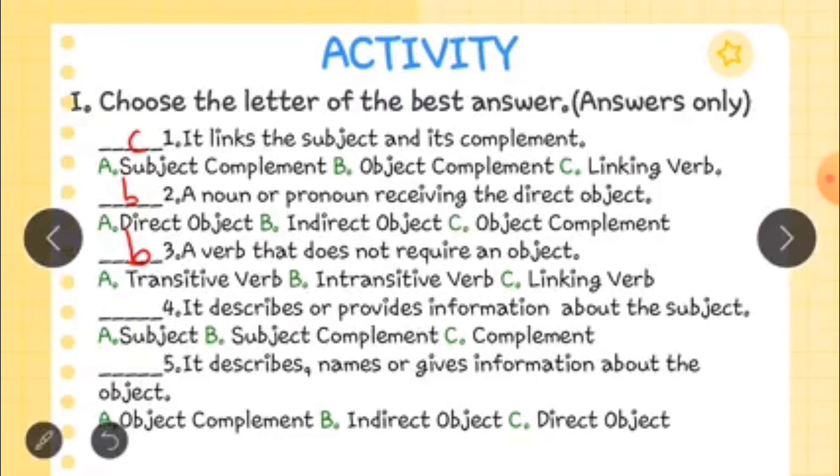Number 4. It describes or provides information about the subject. The answer is letter B, subject complement. For the last item, it describes, names, or gives information about the object. The answer is letter A, object complement.